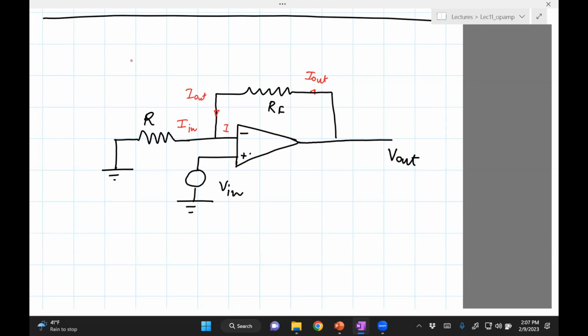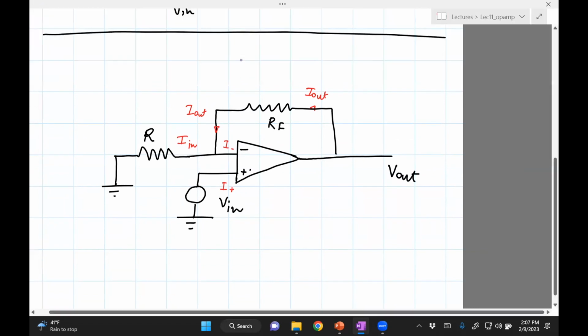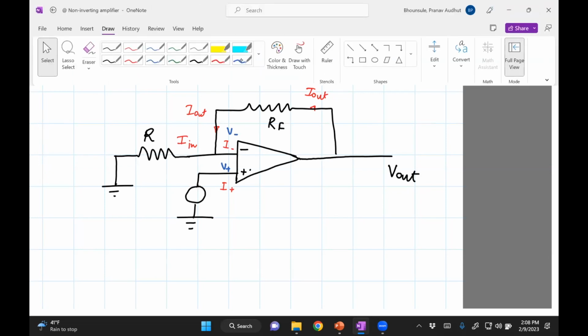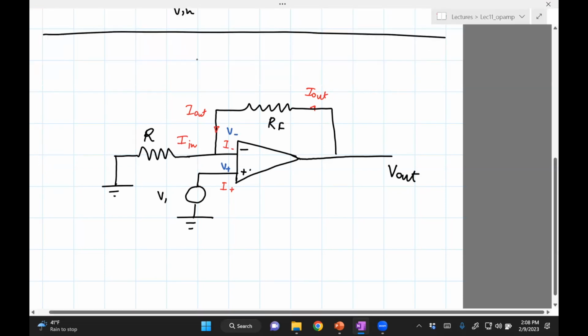Then there'll be I negative, I positive. We know that those two are 0. We also would have a V positive, V negative. I'll just write it down there. V negative, V positive. Okay, I think that's pretty much it.